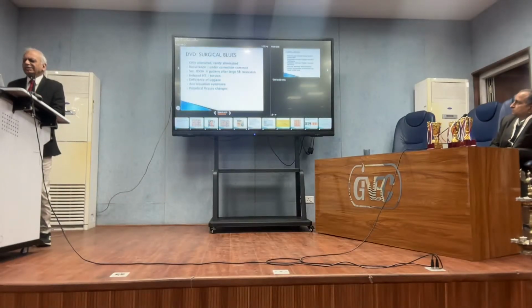So surgically, DVD is only elevated, rarely eliminated. Recurrences and undercorrections are common. Secondary inferior oblique overaction, pattern strabismus can occur when large SR recessions are done. Induced hypertropia if you do it in one eye, and torsion changes can be there. There could be deficiency of upgaze if you have done large SR recessions, and there could be anti-elevation syndrome.